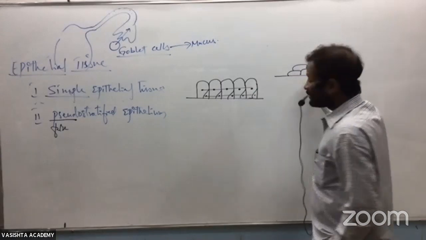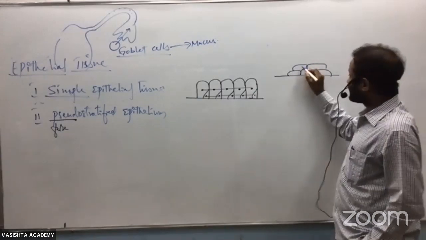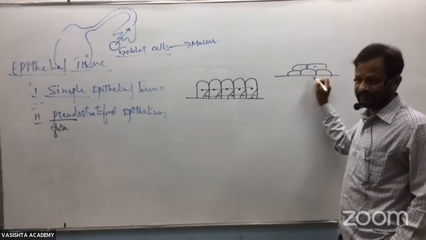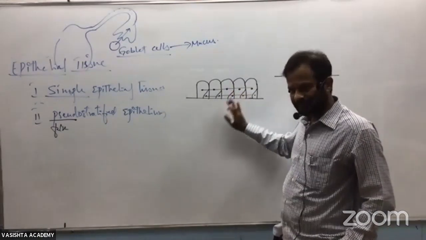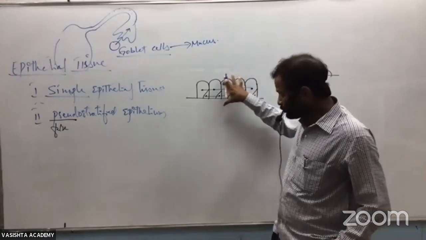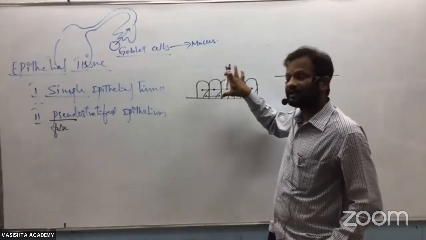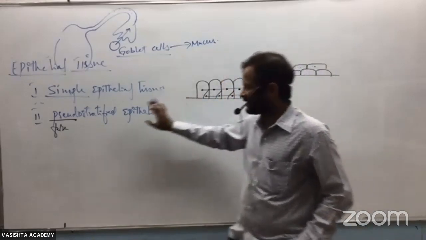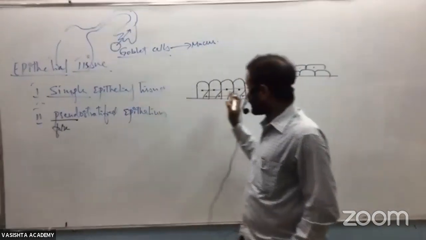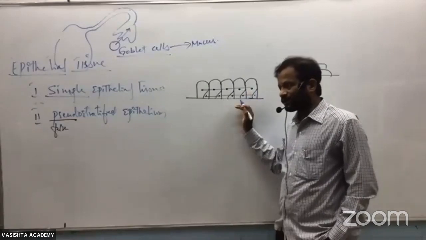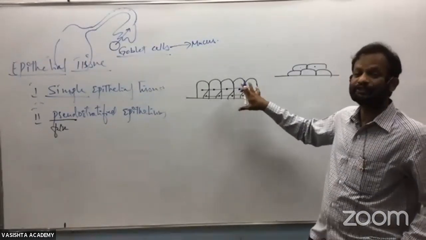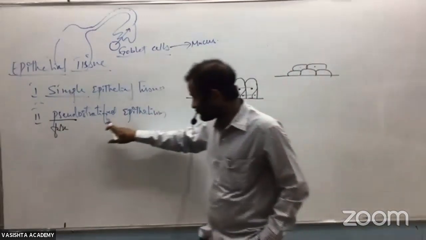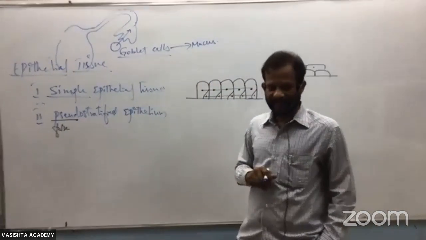Here, 2 layers of cells are present. The upper layer of cells are not contacting the basement membrane. But here all the cells are attached to basement membrane. That's why, due to that false image, we call it pseudostratified. Actually, all the cells are present in a single layer, but it appears like the presence of cells in 2 layers. That's why the name pseudostratified epithelium.